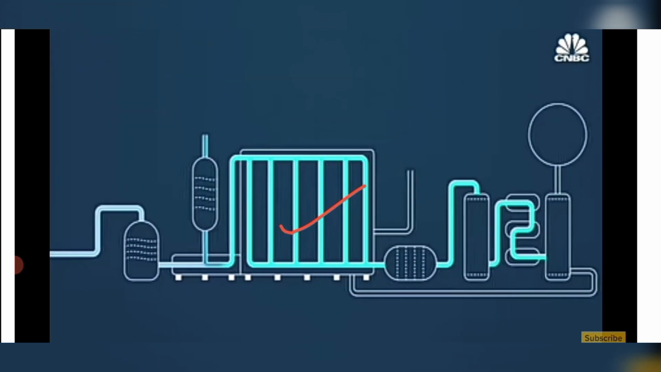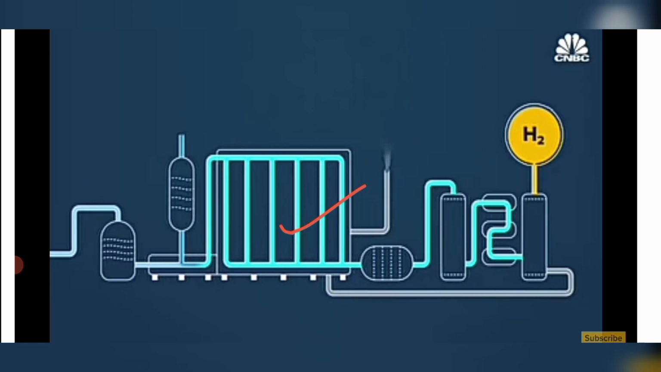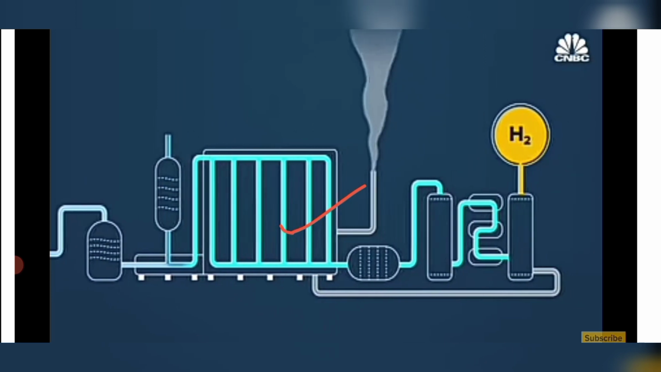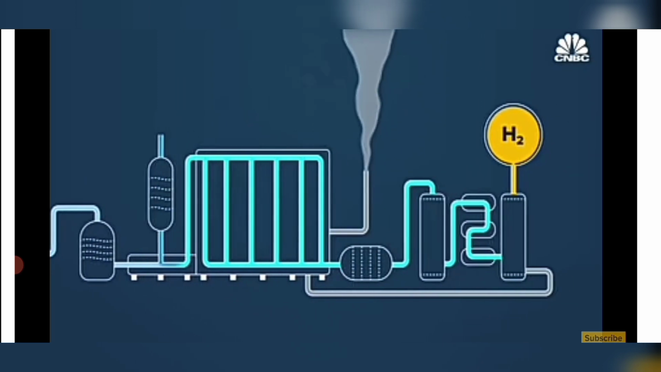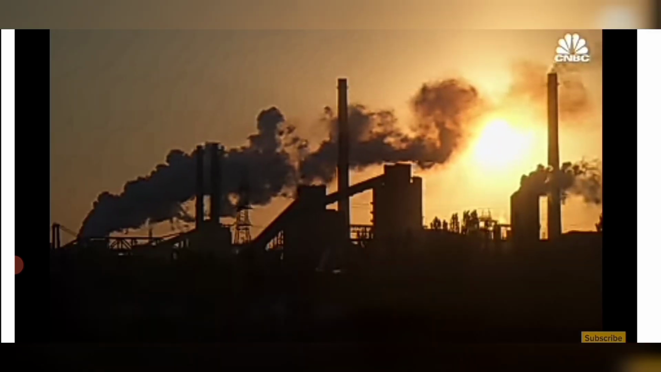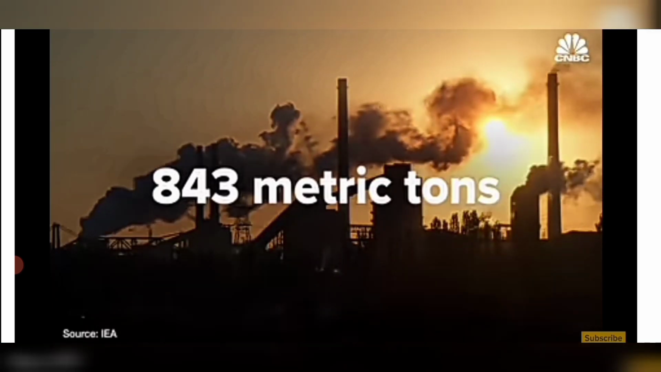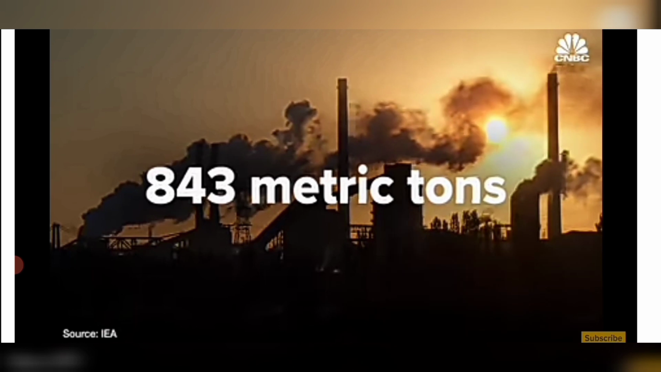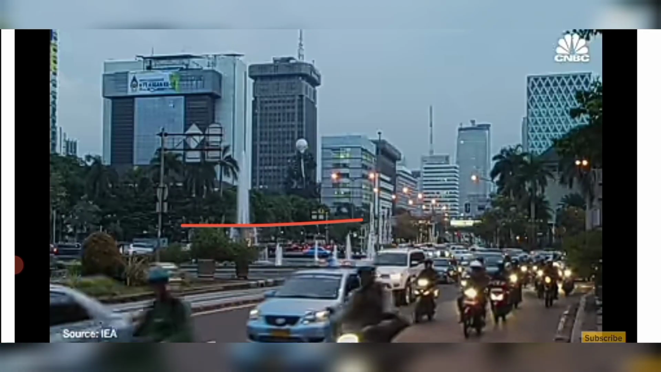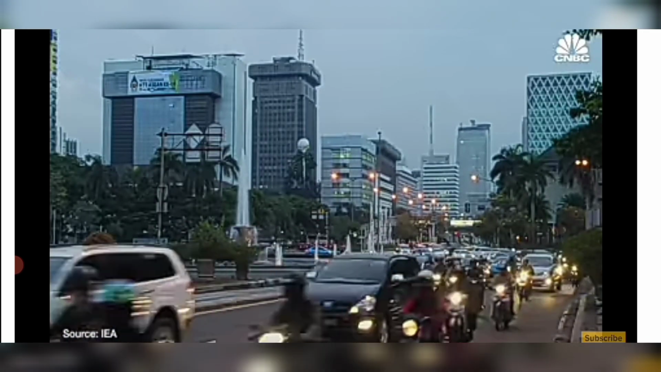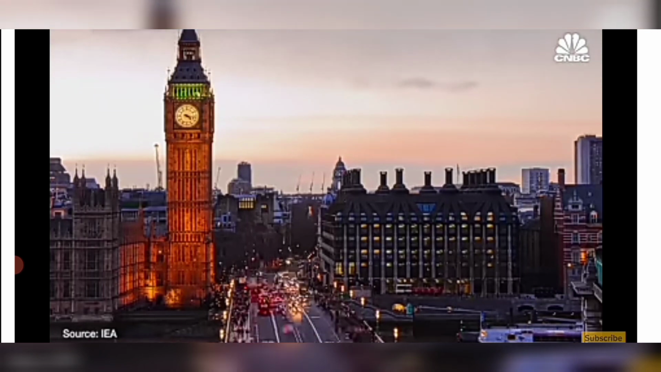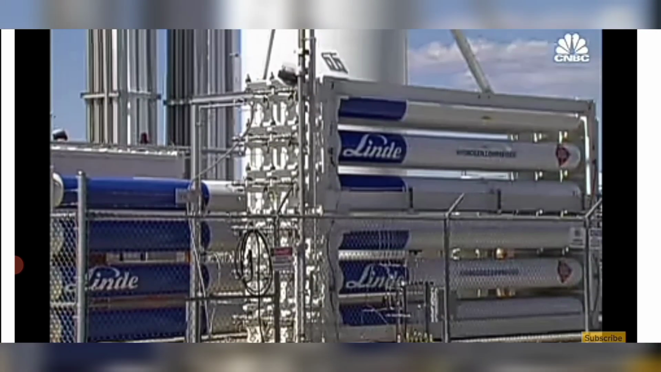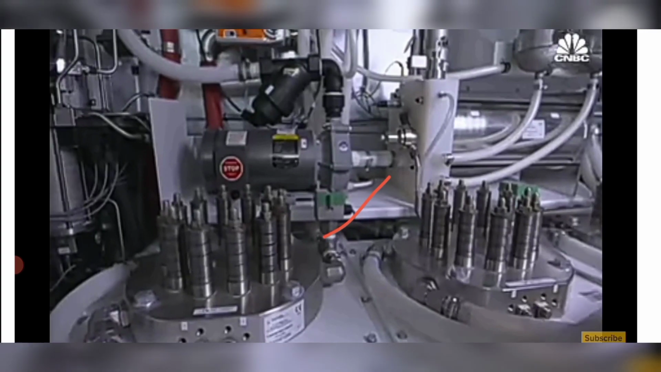such as this conventional method to extract or isolate hydrogen from oxygen. But the main drawback of the conventional method is that, according to one report, it produces a lot of greenhouse gases, such as 843 metric tons of greenhouse gases produced by the conventional method. Hence we are looking for alternatives, such as renewable methods to produce hydrogen, right?